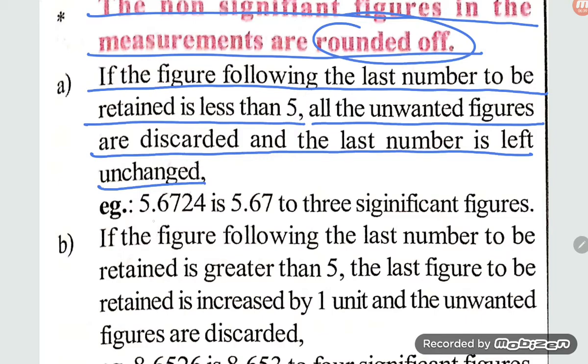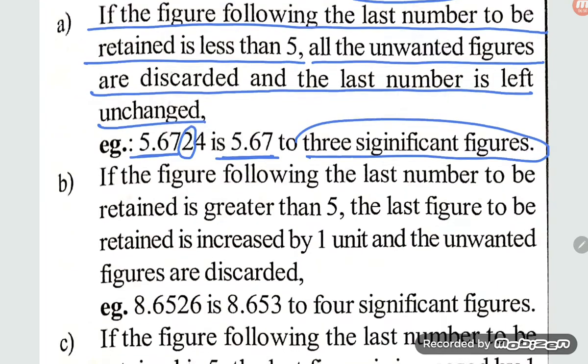So they are saying that for 3 significant figures, 5, 6, 7 is there, and this one, circled 1, is less than 5. So the answer will be 5.67.